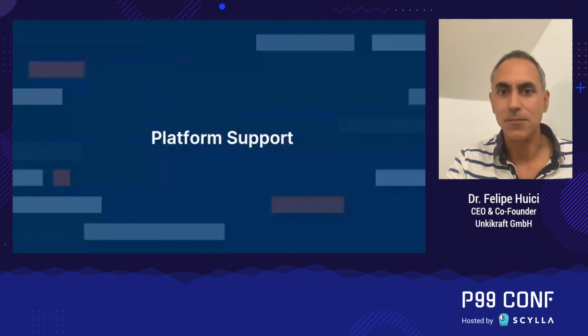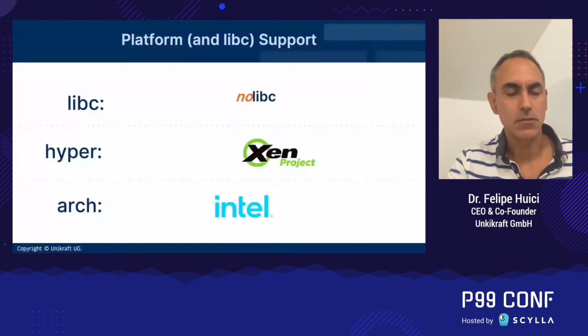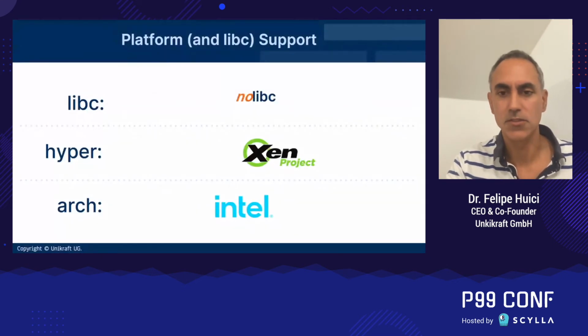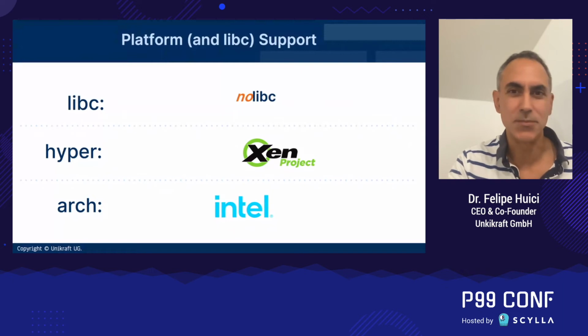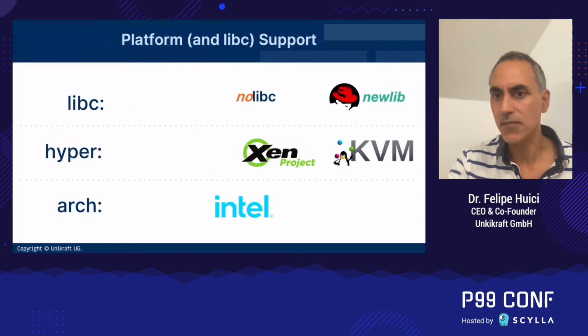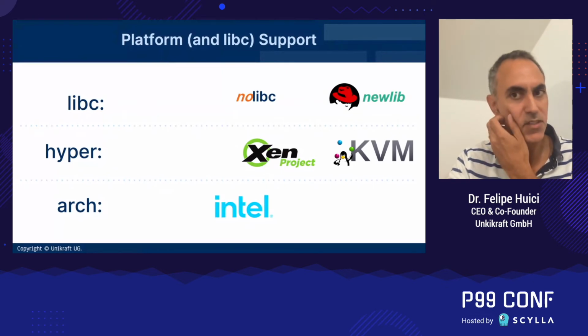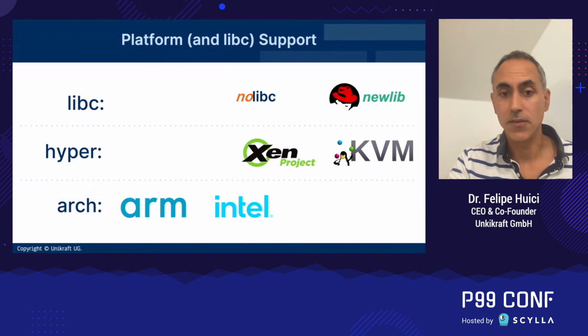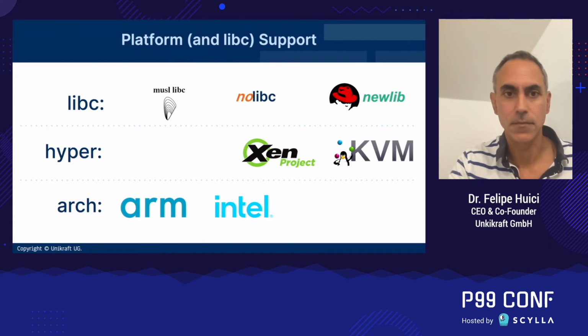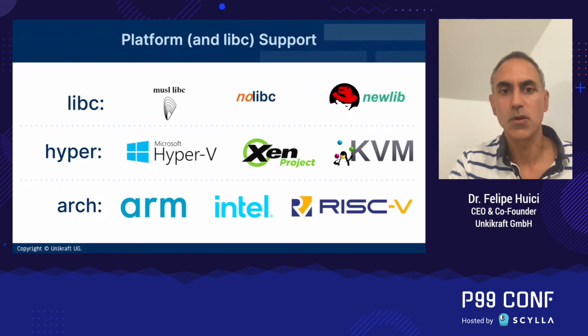Okay, platform support now. So Unikraft started 3-4 years ago with very rudimentary support. So we were only supporting x86. We could only run on the Xen hypervisor, and we had a very crude libc called nolibc. Since then, we've added KVM, we added newlib, which is a libc from the embedded world. We, a few years back, started adding ARM support, so there's a lot of people working on ARM64. And more recently, we added support for the musl libc, which is a glibc compatible libc. And also from the community, there's people working on Hyper-V support and the RISC-V architecture.